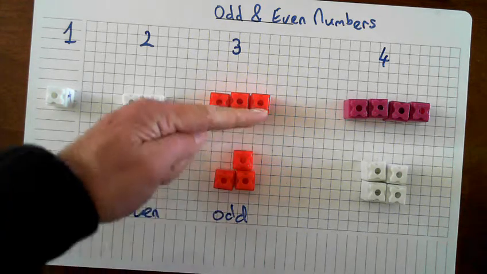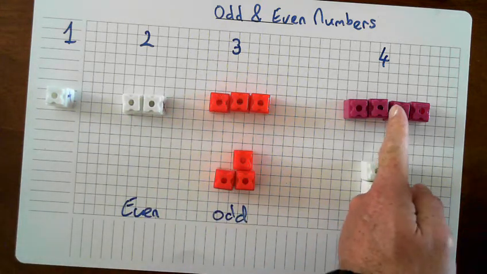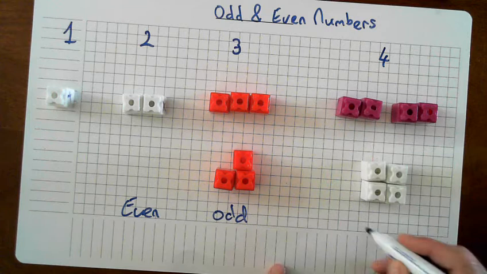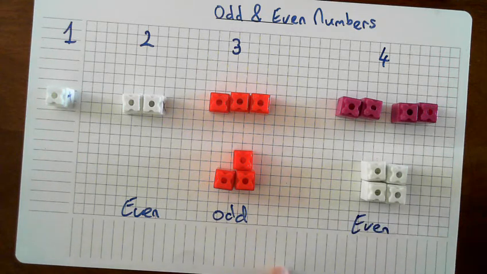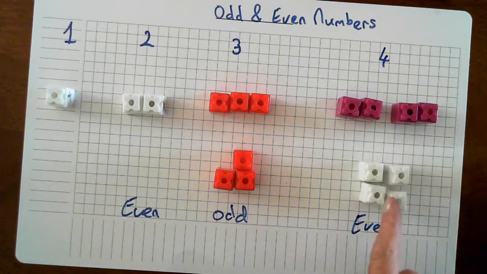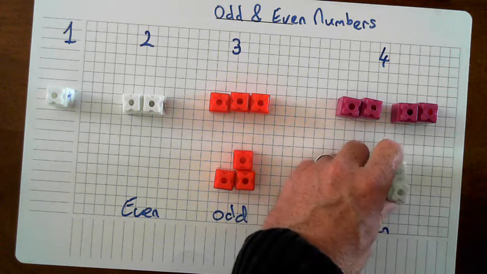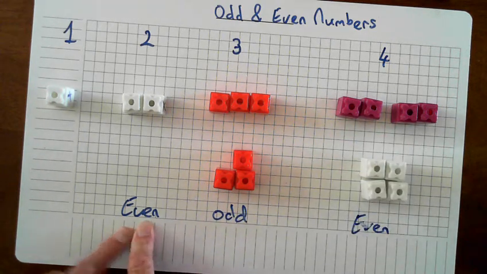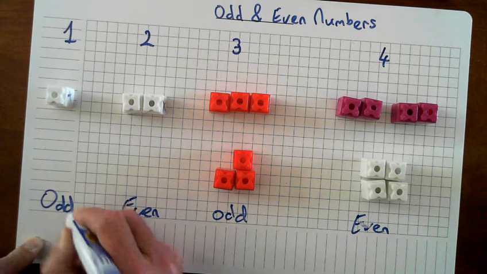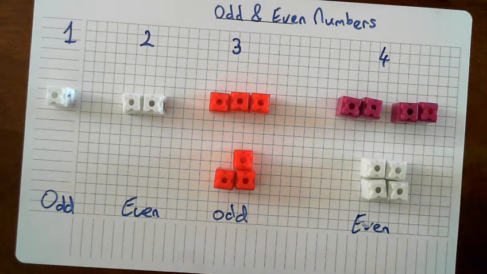I can't cut this one in half. I can cut this one in half, like that. So that's an even. It's symmetrical. I can cut that in half. That's an even. So 4 is an even. So obviously after that, the pattern is 1 is odd, even, odd, even. Okay? And we can continue like that.